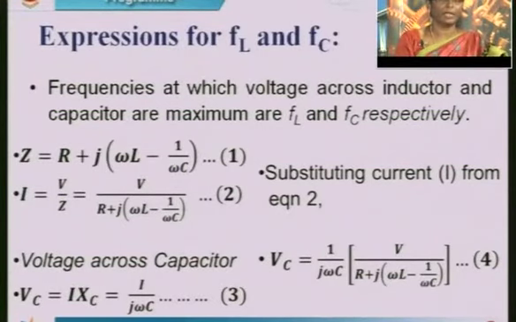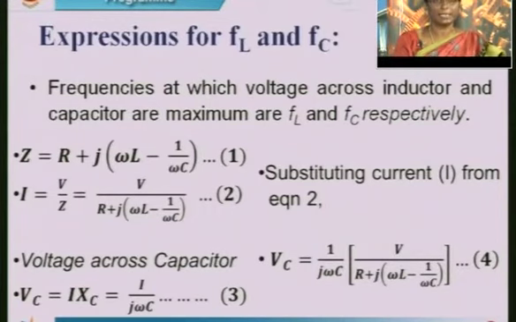Now, in general, other than at resonance, what is the current flowing through the circuit? Since it is a single mesh circuit, the current is nothing but V by Z. On substitution of Z, we have equation 2, which is the current flowing through the circuit at any point: I = V / (R + j(omega L - 1/omega C)).